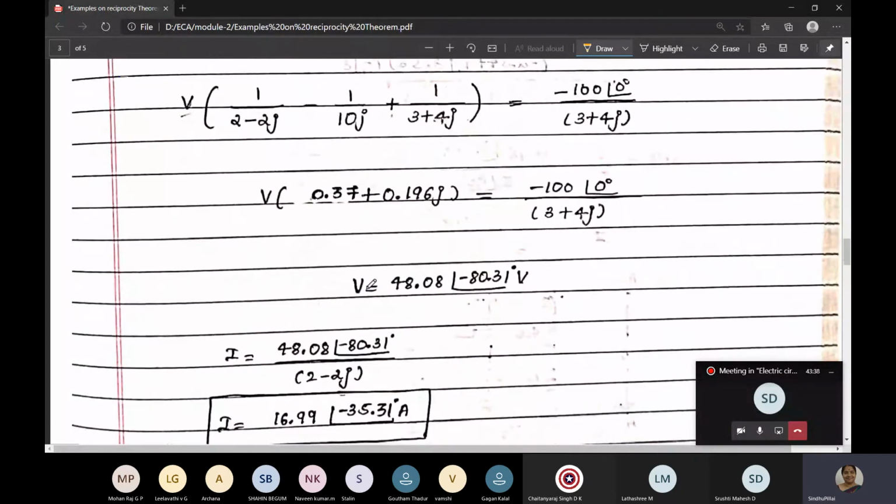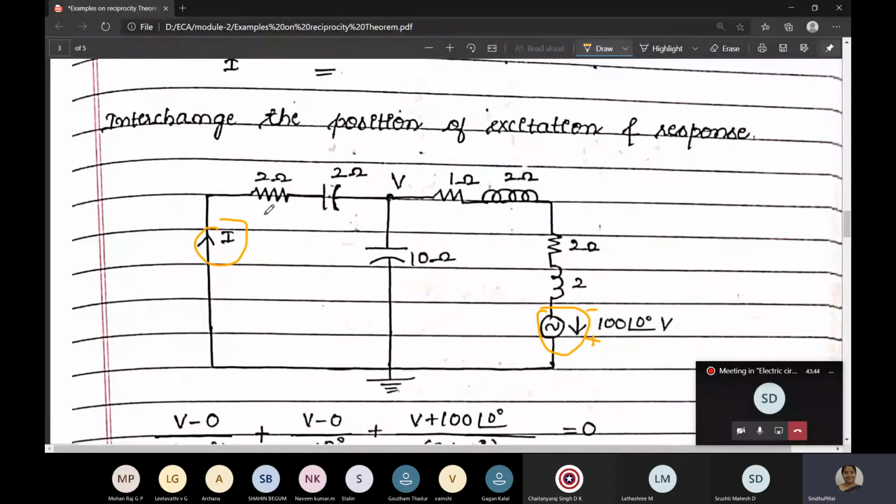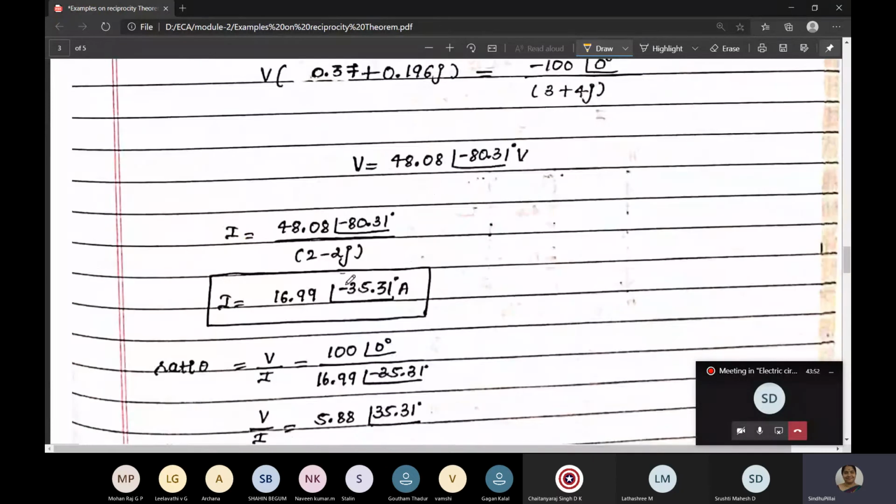So only V is not enough. We have to find out the current I. The current I is nothing but V by R. So how much is the R? R is 2 minus 2j. This I we want. We want I in this branch. So it is 2 minus 2j. So with 2 minus 2j, we got the current I.